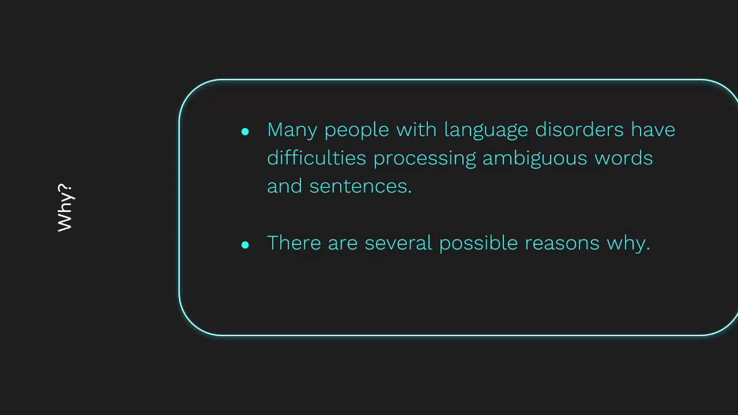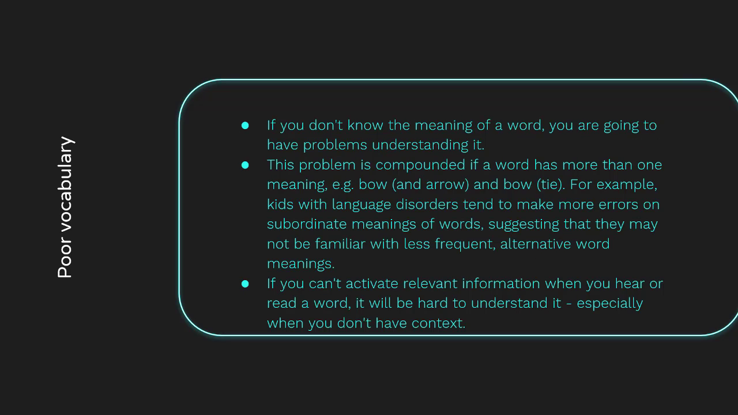So the obvious question is why? So many people with language disorders have difficulties processing ambiguous words and sentences, and there's a few reasons that different researchers put forward for explaining why this happens. So the first, and probably the most obvious, it's probably one that most listeners to this would have immediately thought of, is poor vocabulary. If you don't know the meanings of a word, you're going to have problems understanding it, and you're going to have even more problems if the word that you're reading or listening to has more than one meaning.